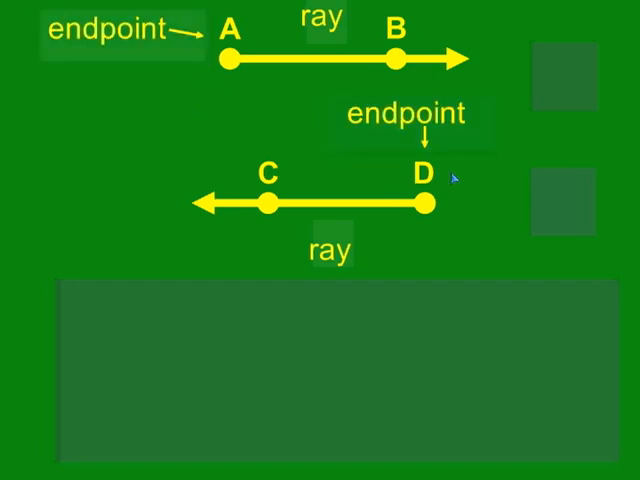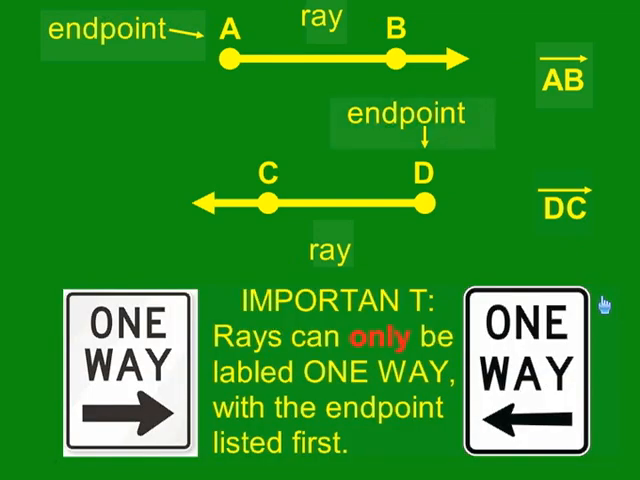Every ray has an endpoint, and every ray must be labeled with the endpoint first. So this ray can only be labeled AB. Notice that the endpoint comes first in the label, and it has an arrow on the other side. This ray can only be labeled with the endpoint first. That means we have to call it DC, even though it goes from right to left.